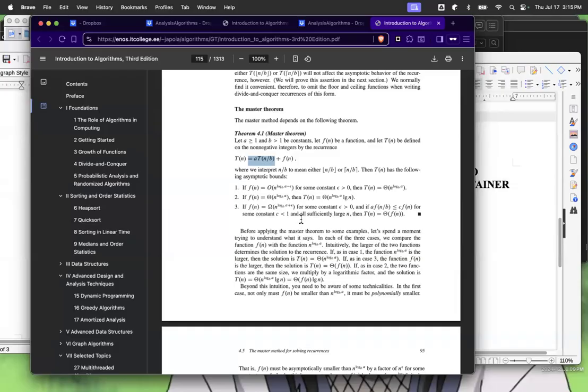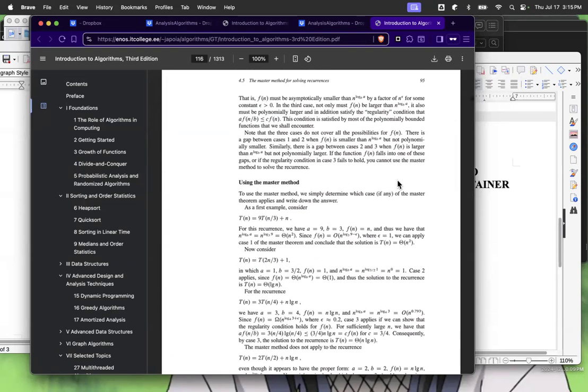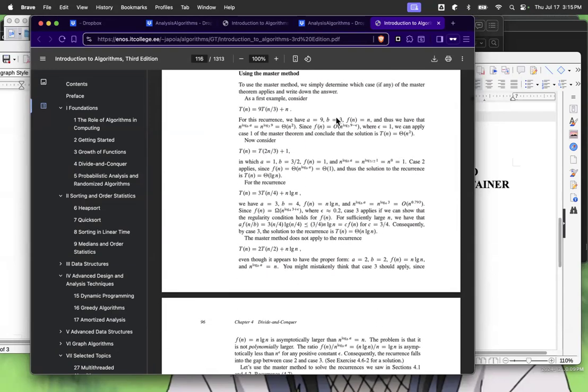All right. Now, notice that the polynomials have to be either smaller or greater. That's the part where we wonder, is it smaller or greater? So that's why we have the examples that come next, using the master method.